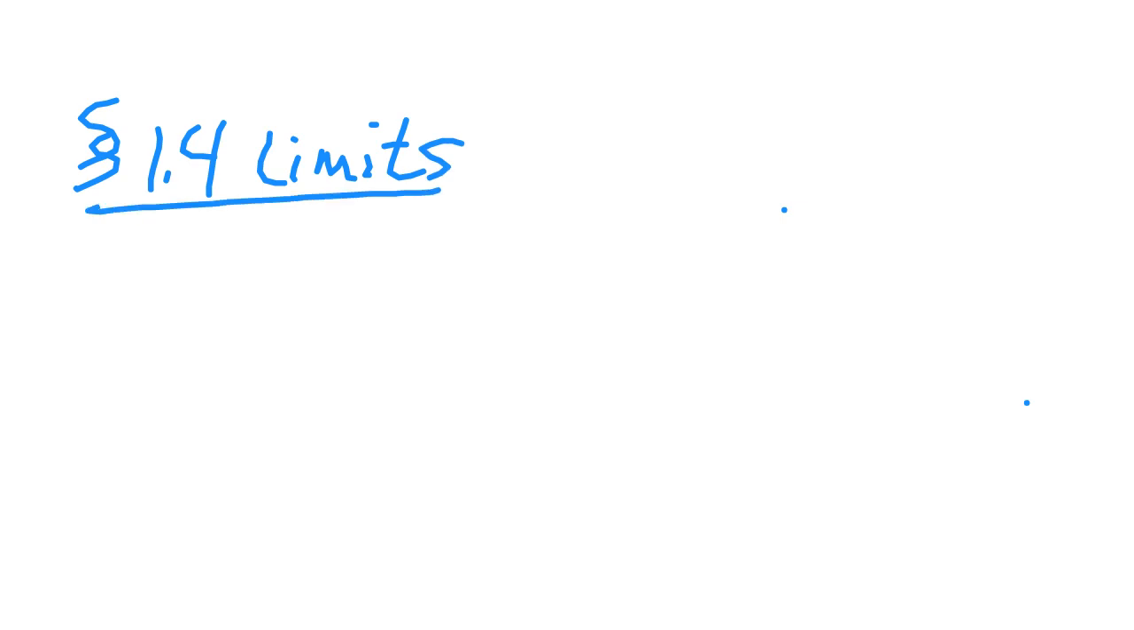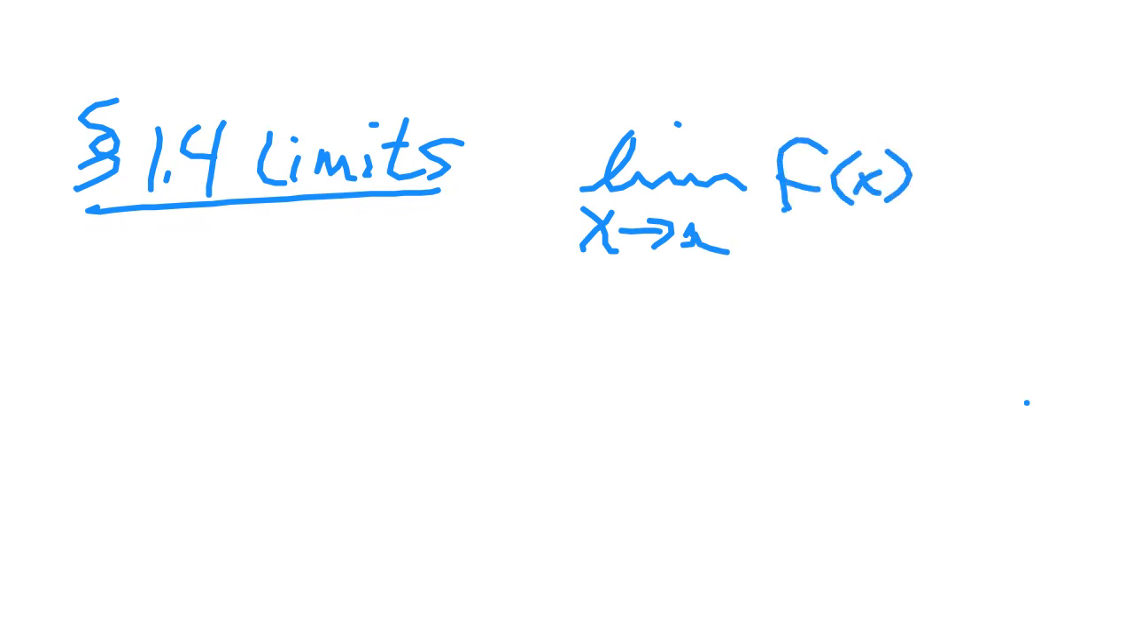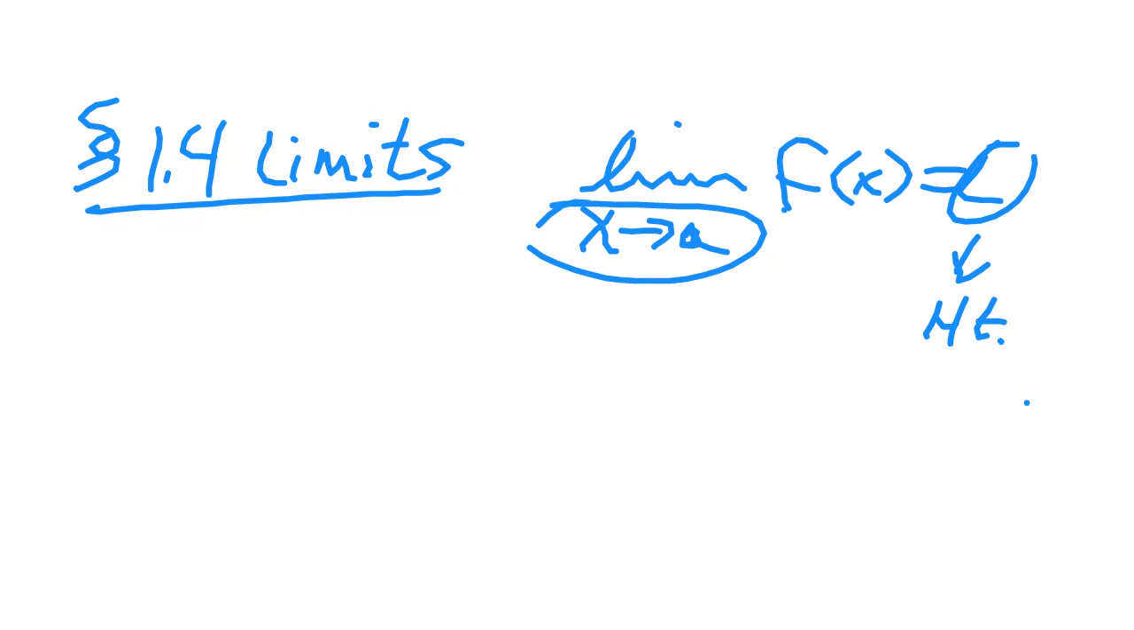So section 1.4, limits. I'm going to do this again, so it should all be fresh in my head. Let's revisit what a limit is. We do the notation: the limit as x approaches a of f of x exists and equals L. So what is that limit? That limit is the height the graph approaches as x approaches a from both sides.